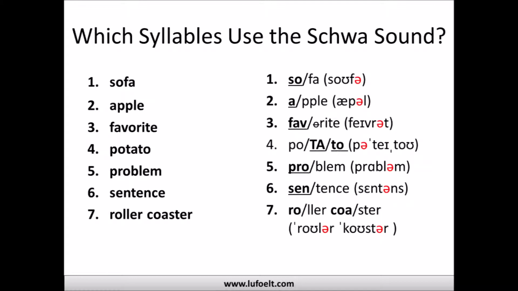Alright, so there you can see in the second syllable of sofa, the schwa sound is used. In the second syllable of apple, the schwa sound is used. And in the second syllable of favorite, the schwa sound is used. In the first syllable of potato, the schwa sound is used. In the second syllable of problem, the schwa sound is used. And in the second syllable of sentence, the schwa sound is used. And in the second syllable of roller and the second syllable of coaster, the schwa sound is used.